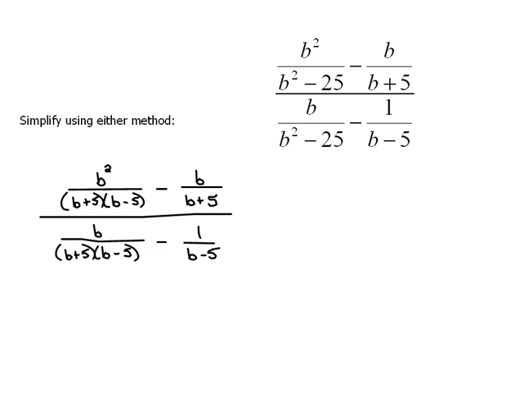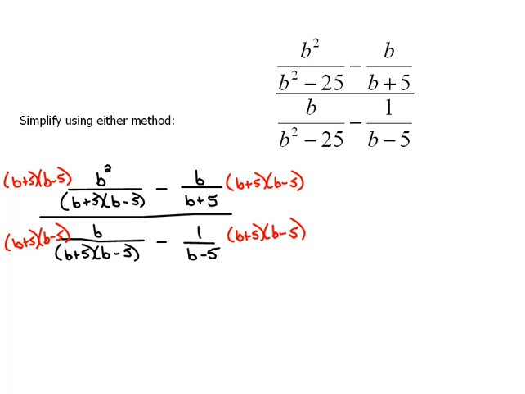Now, we're going to multiply everything through by the common denominator. And in this case, the common denominator looks like it's going to be b plus 5 and b minus 5. So I'm going to multiply that to every single term, b plus 5 times b minus 5. It'll just take me a minute to write it all out, but I'm going to multiply it to every single term.